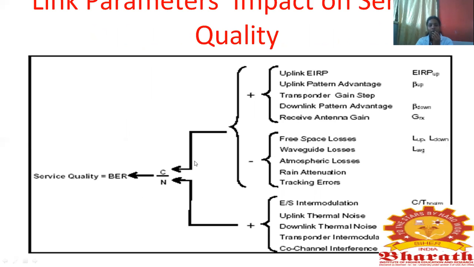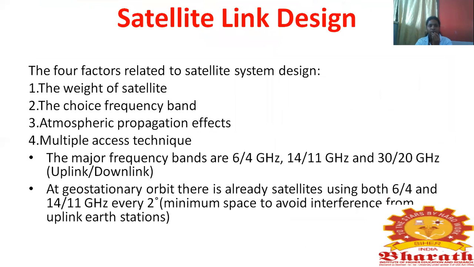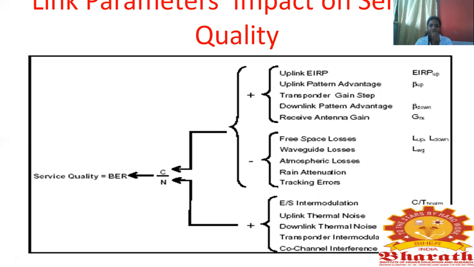So what will be the contributions for the carrier wave, and what will be the contributions for the noise signal, that we are going to take a look at now. So the uplink EIRP and uplink pattern advantage, these types of signals will be contributed to the carrier. And what are the losses? So these will be the advantages for the carrier wave, and these will be your negative part, which means it is going to be the loss part.